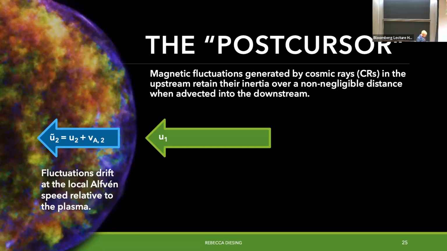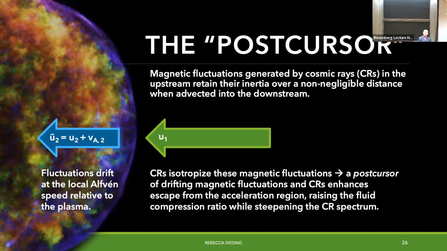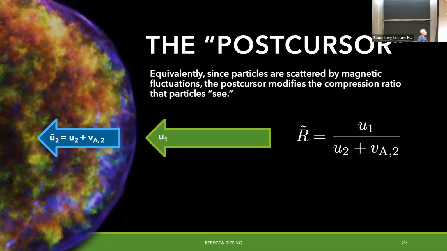And so this is interesting because keep in mind that the cosmic rays are scattering off of these magnetic fluctuations. This is a collisionless shock. They're not actually interacting directly with the plasma. And so what that means is the cosmic ray frame is also going to drift. And so you now have a drift or a post-cursor of both fluctuations in the magnetic field as well as the cosmic rays. That's going to enhance escape from the acceleration region, which raises your fluid compression ratio, but also steepens your spectrum. If you want to be a little bit more quantitative about this, you can think of the post-cursor as modifying the compression ratio that particles see. So particles are no longer sensitive to this fluid compression ratio, U1 over U2, but this effective compression ratio, which is U1 over U2 plus VA2.